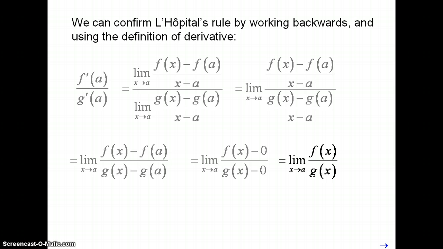So if you work your way backwards from this part here, where is it? Mouse is hard to find. From this part here all the way back, you get to f prime at a divided by g prime at a, okay? So that's L'Hopital's rule, and let's do a couple examples.